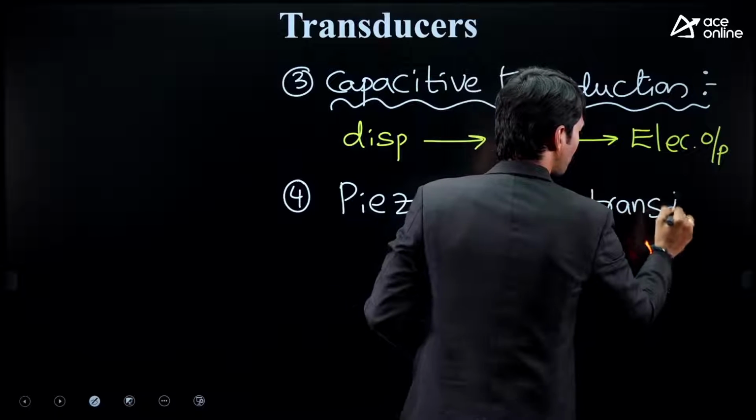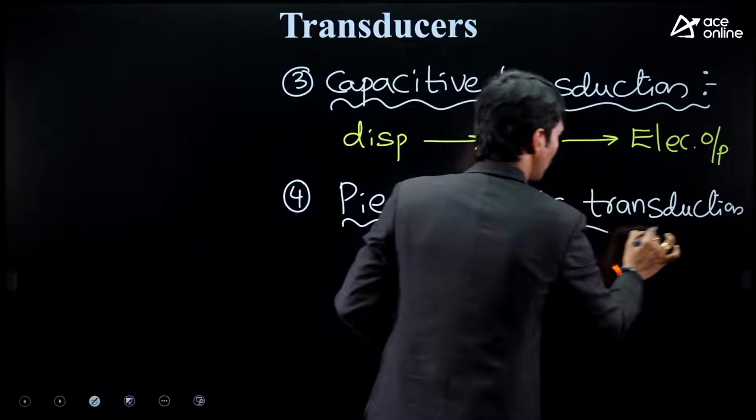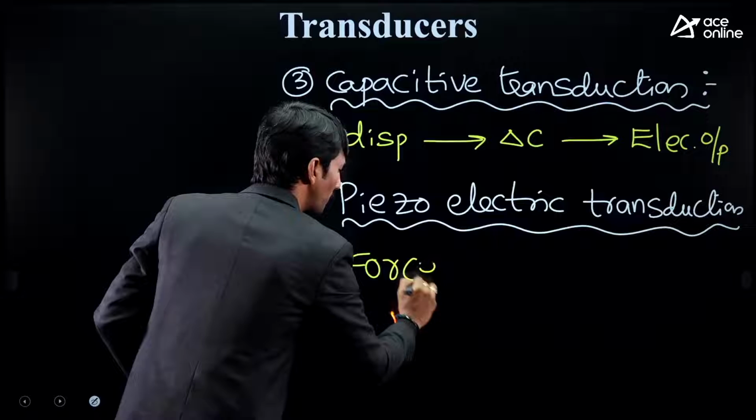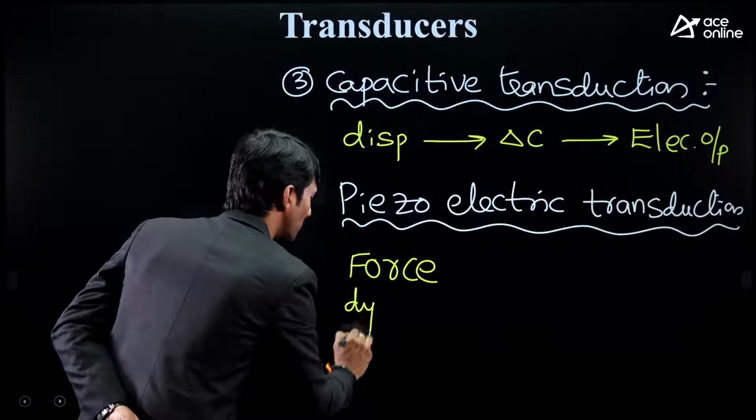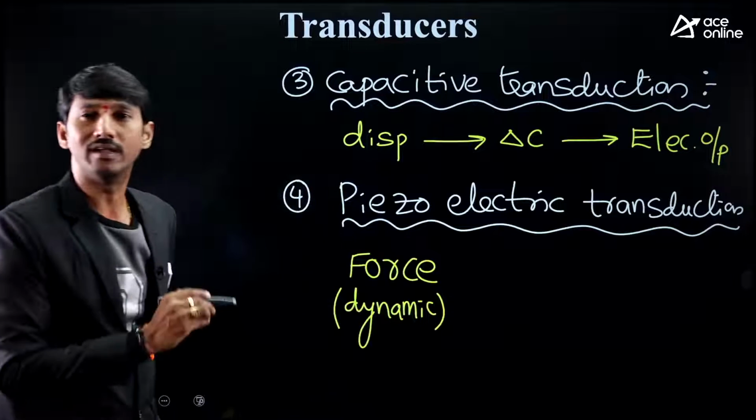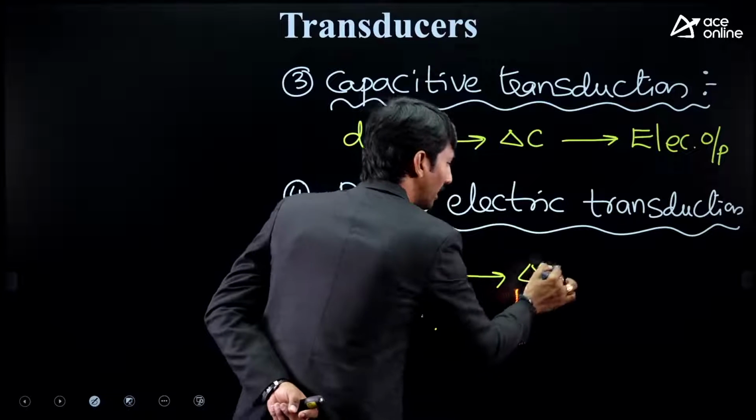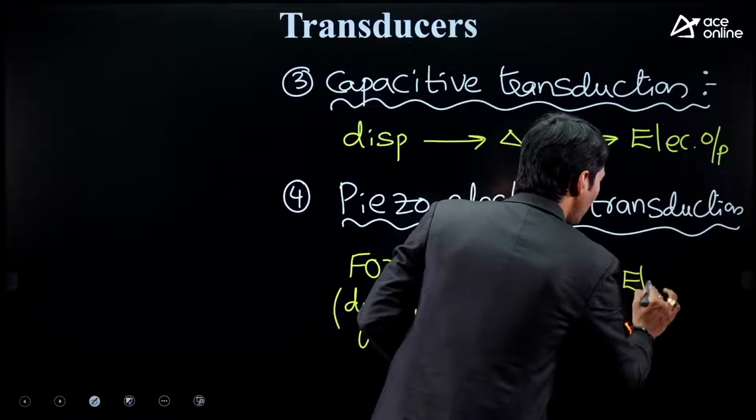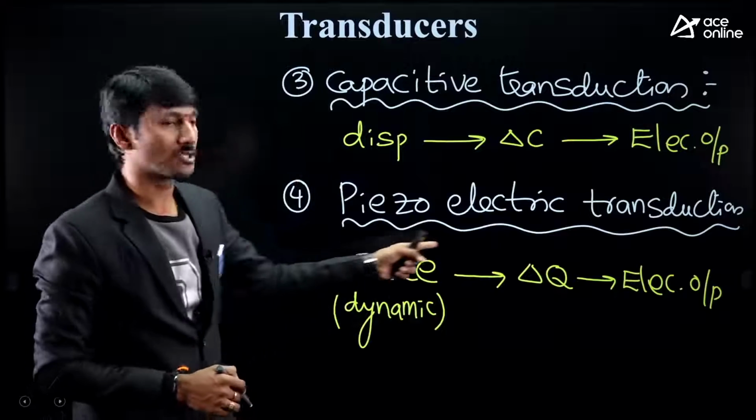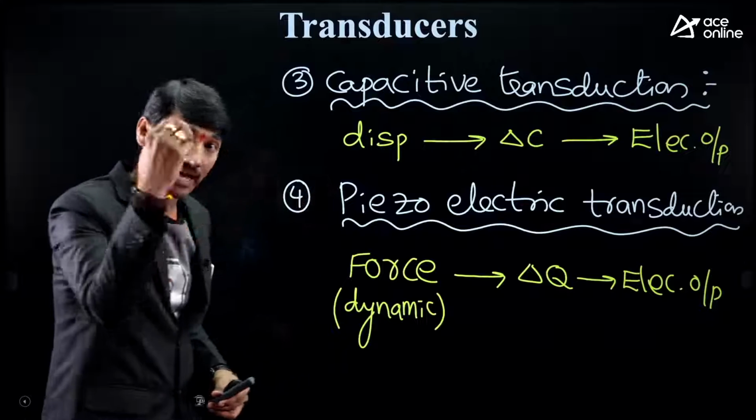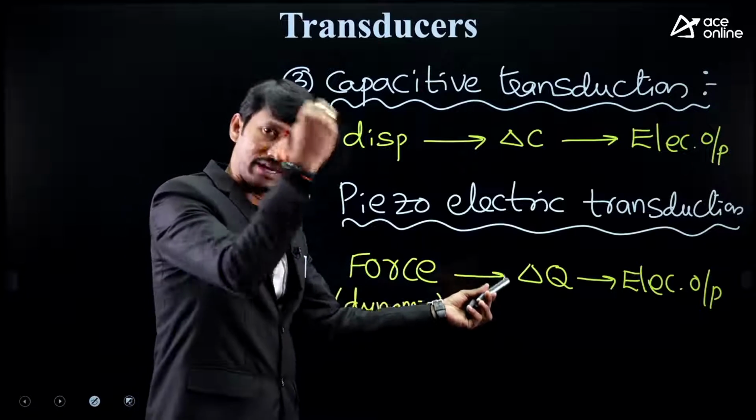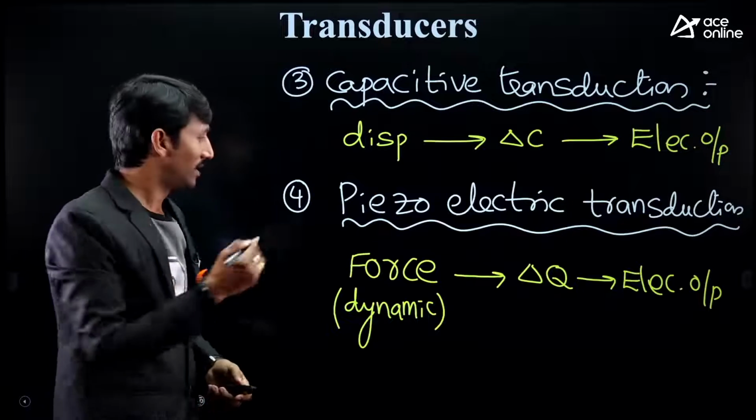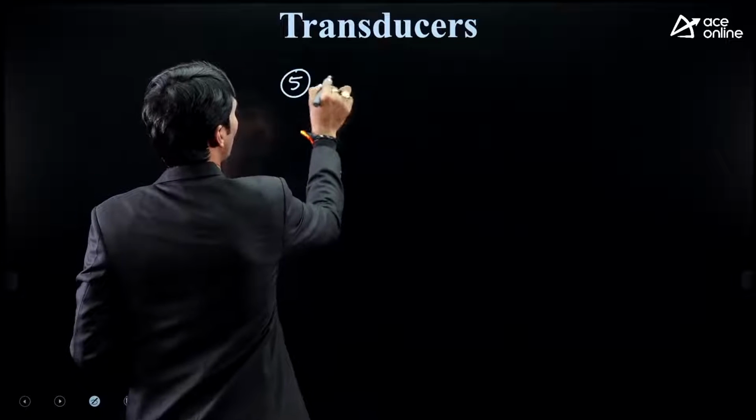Piezoelectric transduction. What is that piezoelectric transduction? Here we are applying some force, but in this piezoelectric principle, this force must be dynamic in nature, and thereby we will be getting change in charge produced. This principle is called the piezoelectric principle, and based on this, corresponding electrical output will be there. Due to the applied dynamic force, charge will be established. Due to that charge change, corresponding electrical output will be there. This is piezoelectric transduction. Right? Now, finally, photoconductive transduction.